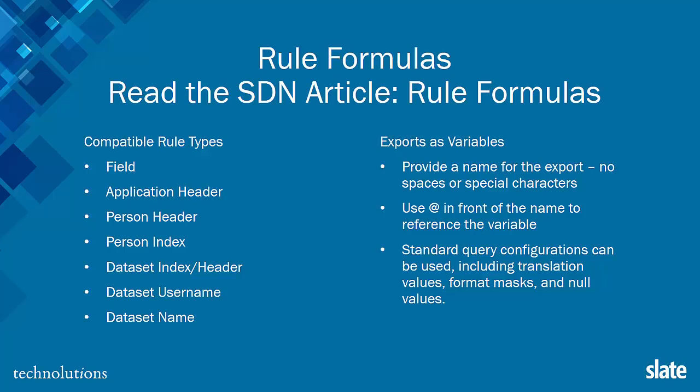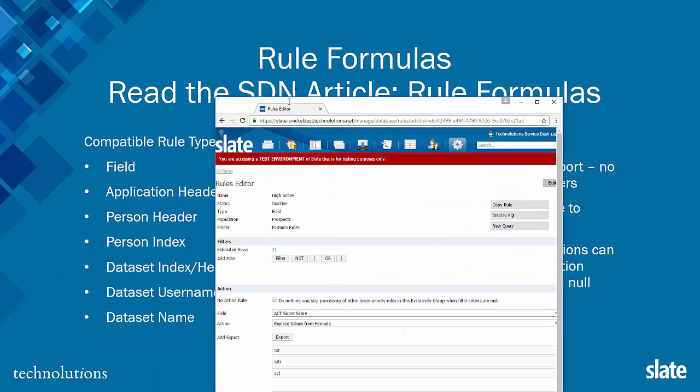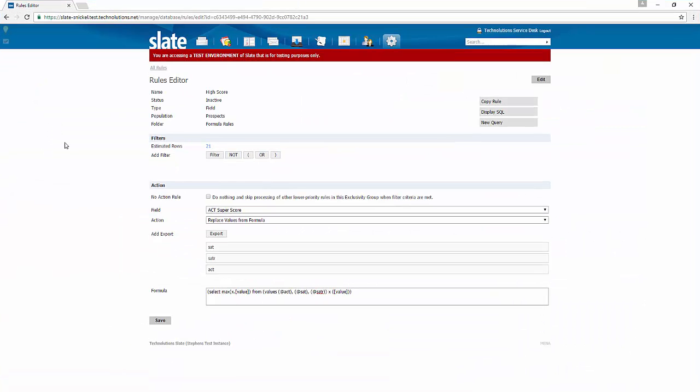And then the standard configurations for exports that you see in the standard query system work just fine as well. So if you did need to include translation values, do format masks, or even set null values, that is all something that's standard built in within the new rules formula. So we're going to pull over a little example rule, a rule formula.